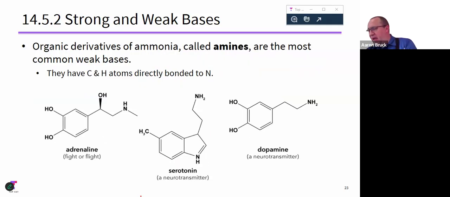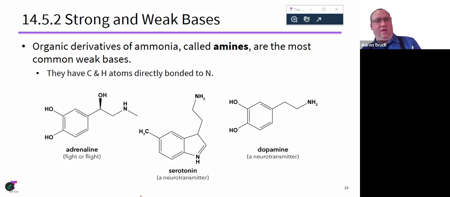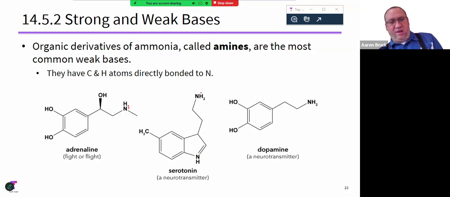Another common class of organics are the amines. These are organic derivatives of ammonia. And these ones are actually commonly found in the body, where we've got adrenaline. This is your fight or flight response, produced by your adrenal glands. Serotonin and dopamine, these are found in your brain.